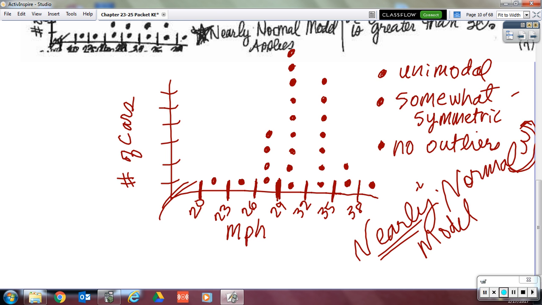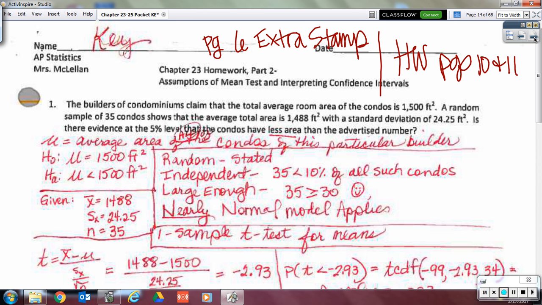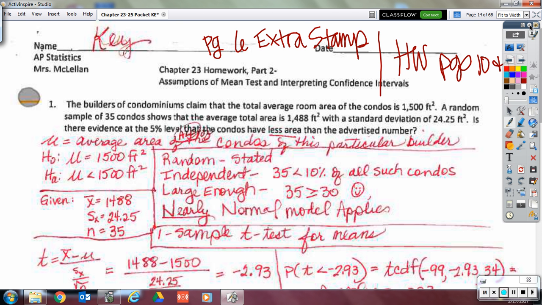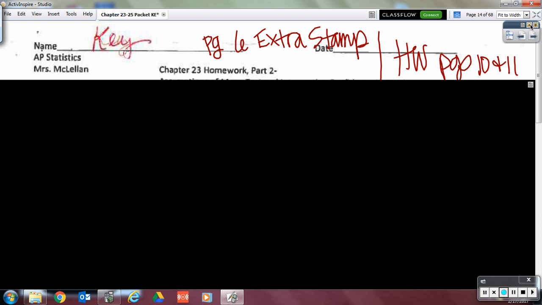So again, your homework: if you do page 6, then you will get an extra stamp. But you have to do pages 10 and 11, and those require the conditions. So there you go. I want to walk around and help you and make sure you're good to start on that.